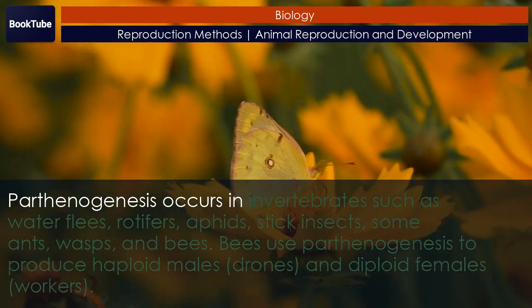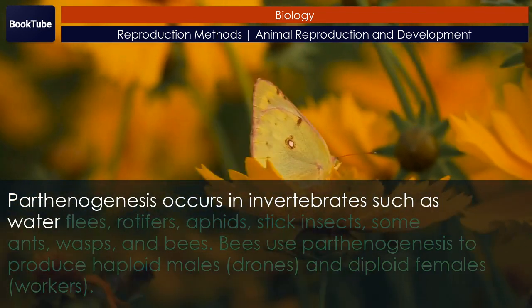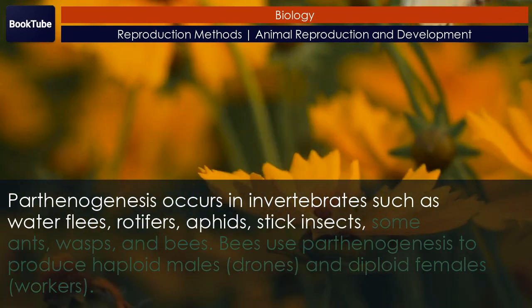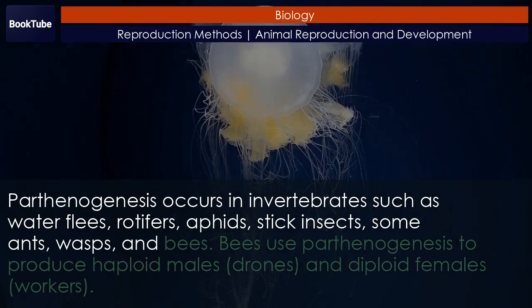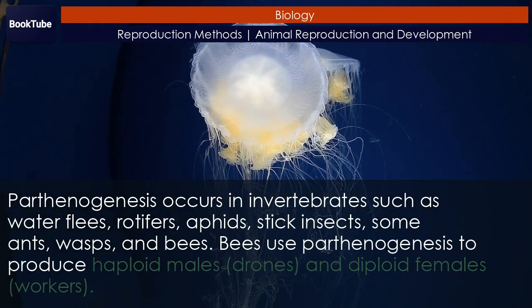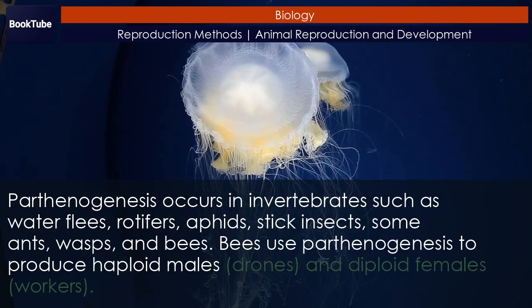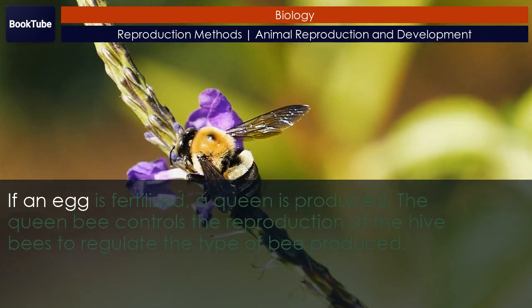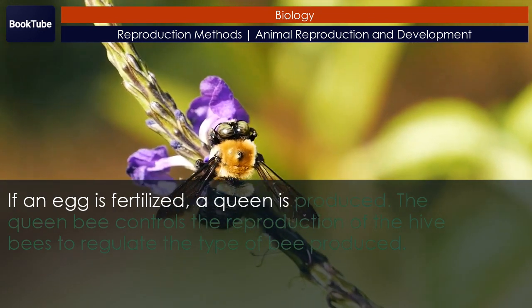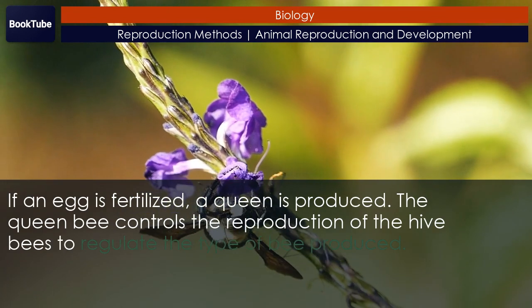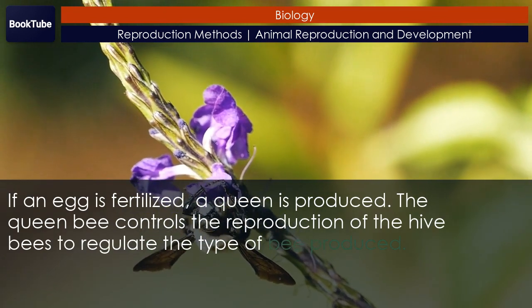Parthenogenesis occurs in invertebrates such as water fleas, rotifers, aphids, stick insects, some ants, wasps, and bees. Bees use parthenogenesis to produce haploid males, drones, and diploid females, workers. If an egg is fertilized, a queen is produced. The queen bee controls the reproduction of the hive bees to regulate the type of bee produced.